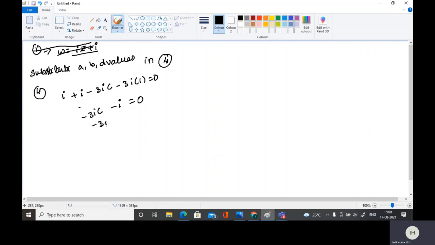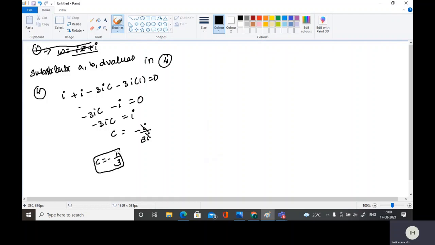So that is minus 3ic is equal to i. c is equal to minus i by 3i. i and i cancel. So what is c? c is minus 1 by 3.